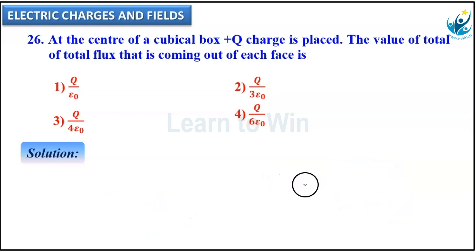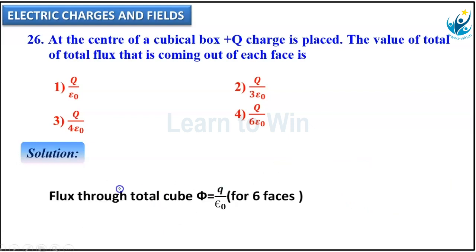Once go through the solution. Flux through the total cube is Q by epsilon naught. This is for 6 faces. Now, for each face, flux is Q by 6 epsilon naught. Hence, the fourth option is correct.